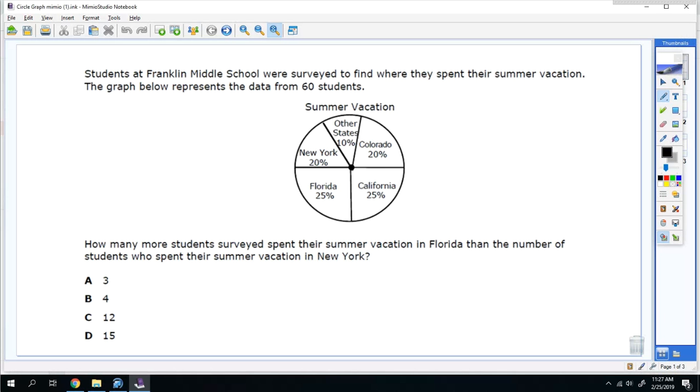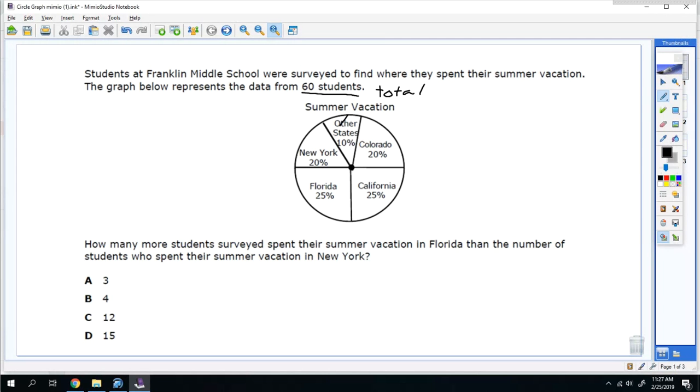This is your notes. You're doing bar graphs, which has to do with a lot of percent, part to whole, a lot of proportions. It says students at Franklin Middle School were surveyed to find where they spent their summer vacation. The graph below represents the data from 60 students. So 60 students is actually your total, so you're going to underline that and write total next to it. It says how many more students surveyed spent their summer vacation in Florida than the number of students who spent their summer vacation in New York. So Florida is 25%, New York is 20%.